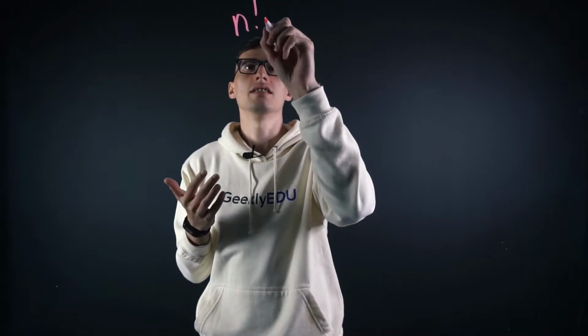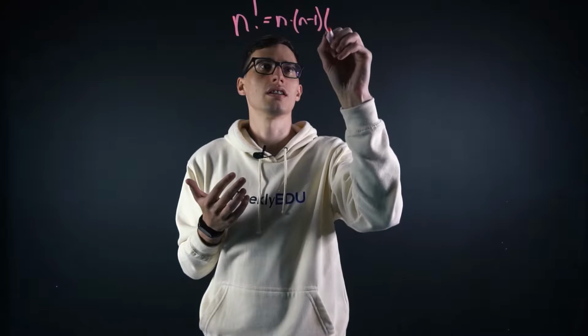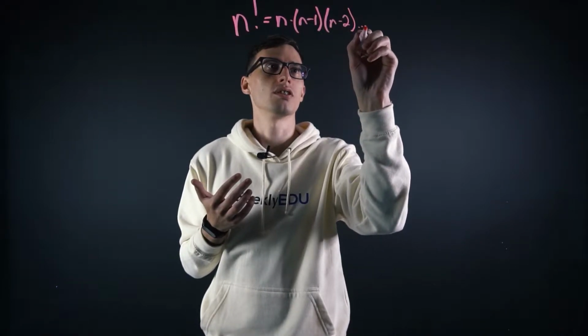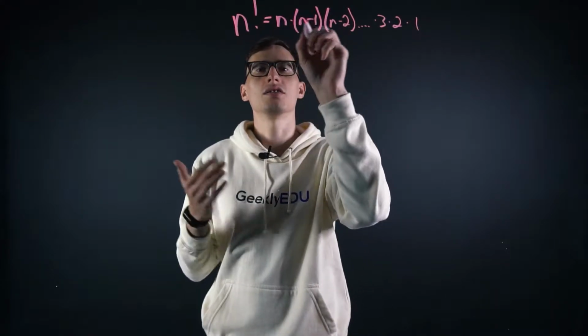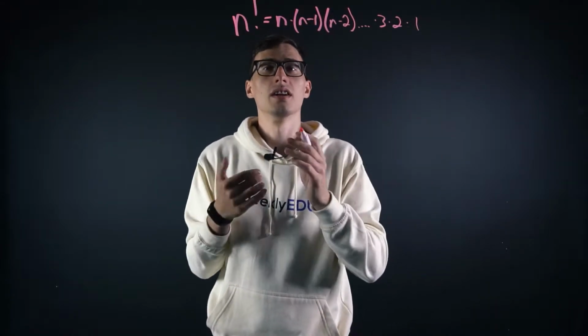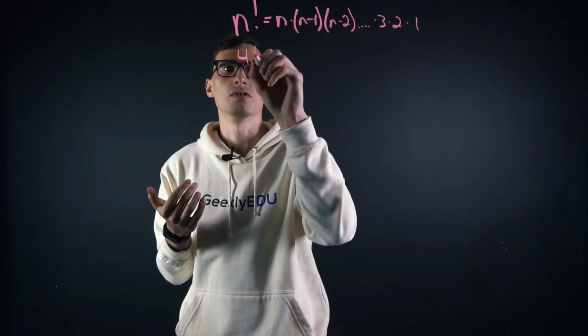So a factorial in its general form is written like this: any number n with an exclamation mark. And this is equal to n times n minus 1 times n minus 2 and so on and so forth times 3 times 2 times 1. And it's only for natural numbers, obviously. So let's take a look at an example. Something like 4 factorial is what?